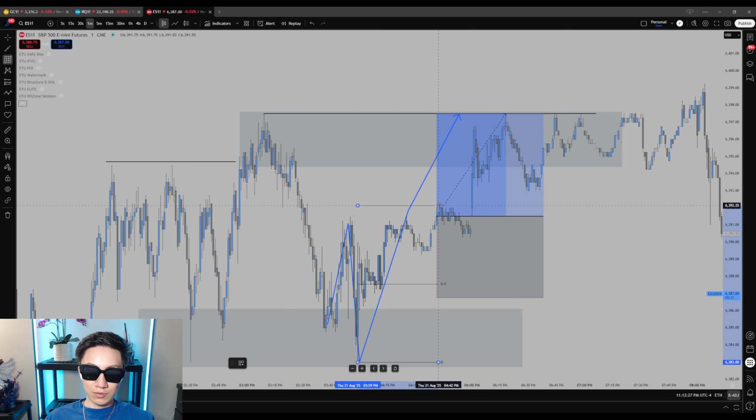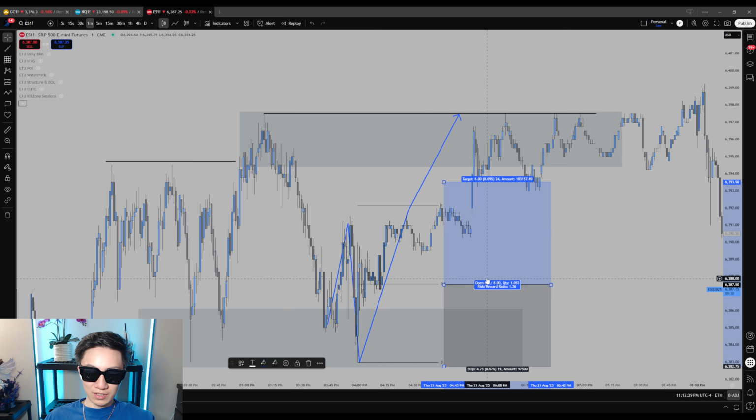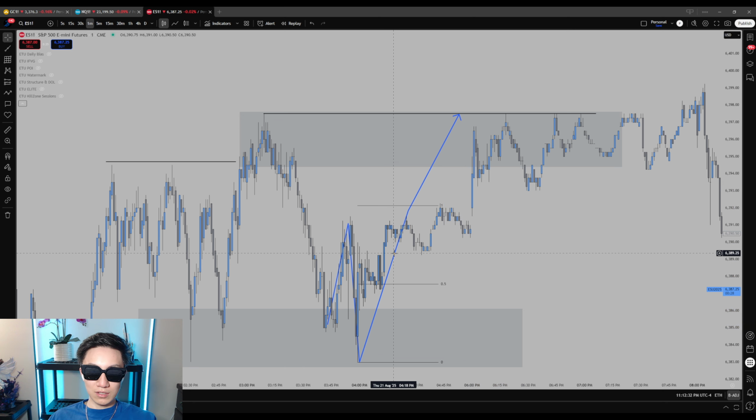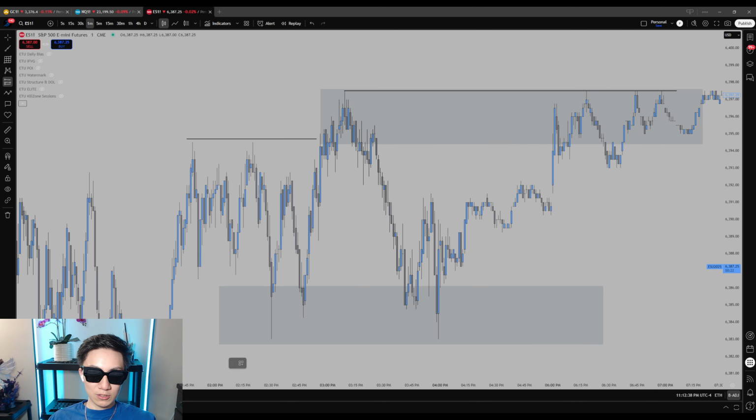Here's a perfect example. Price just never comes back to 50% here. So you will miss this long opportunity. Now, those are 2 entry confirmation models you can use. Beginner ones. And this is the last entry you can use.